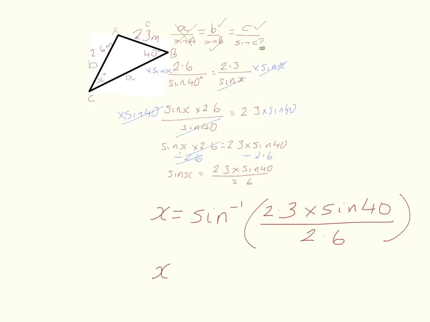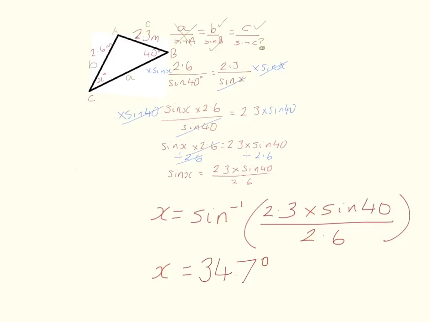So shift sine on your calculator and then put this into the brackets in your calculator. After doing so, you should obtain an answer of x equals 34.7 degrees to 1 decimal place. One wee thing to note: you're asked to calculate the size of an angle, so remember that your units are in degrees.